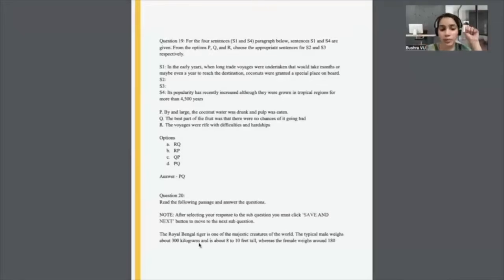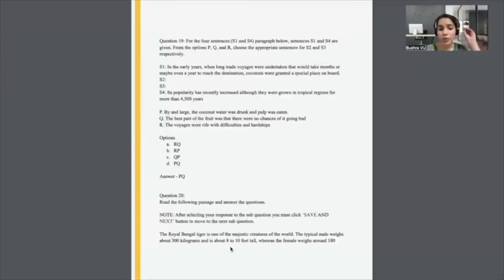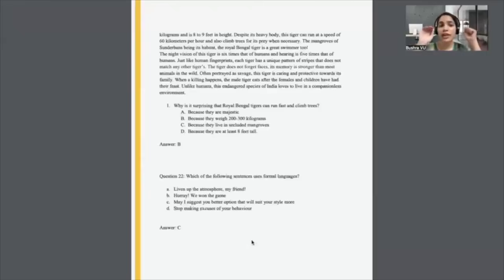The Royal Bengal tiger is one of the majestic creatures of the world. The typical male weighs about 300 kilograms and is about 8 to 10 feet tall, whereas the female is about 180 kilograms and 8 to 9 feet in height. See, we're talking about the Royal Bengal tiger, so it is very majestic, very huge, very fierce, very powerful. The male is about 300 kgs and 8 to 10 feet tall, while females are only 180 kgs, but they're 8 to 9 feet in height.